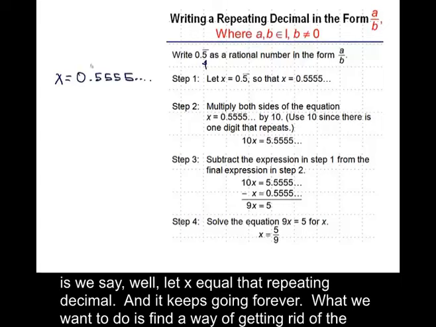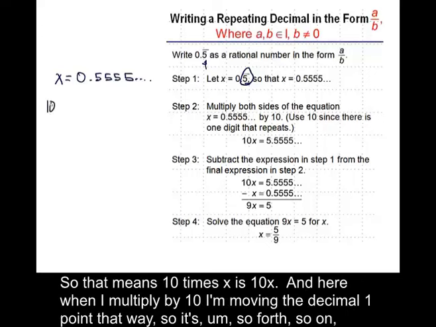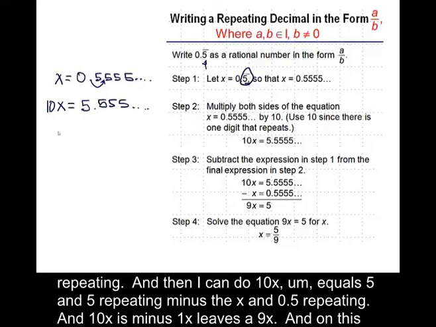What we want to do is find a way of getting rid of the repeating part and making it cancel out. There is 1 digit repeating here, so I'm going to multiply both sides by 10. So 10 times x is 10x, and when I multiply by 10, I'm moving the decimal 1 point that way, so it keeps repeating. Then I can do 10x equals 5.5 repeating, minus the x, 0.5 repeating.